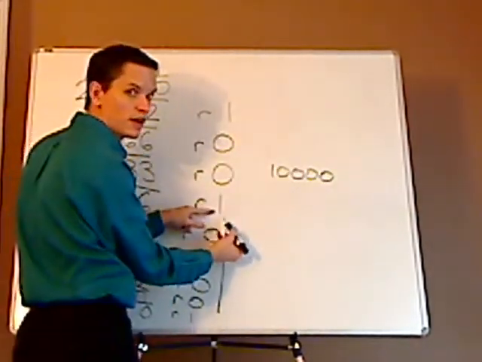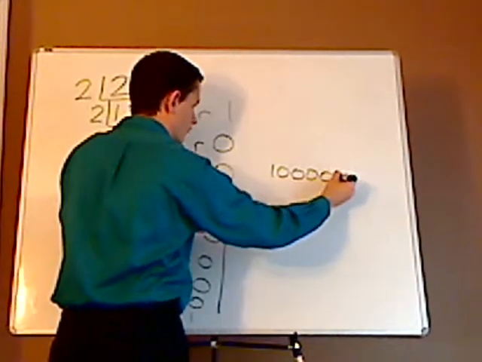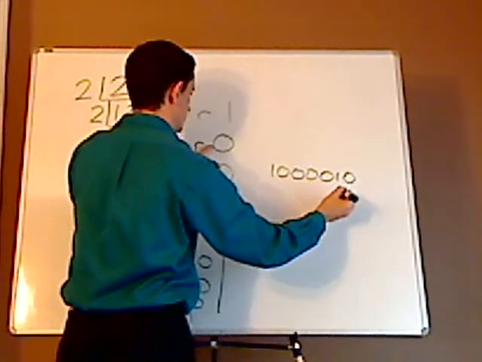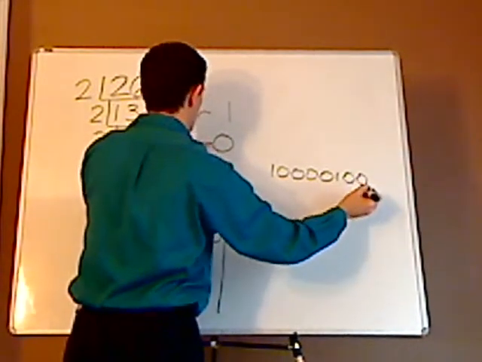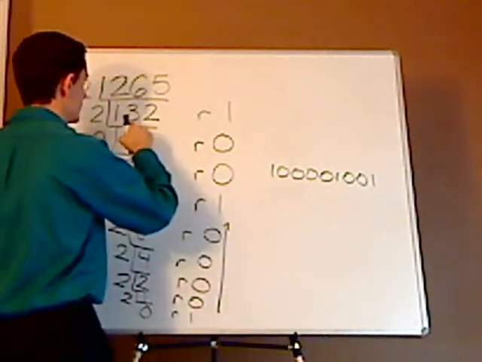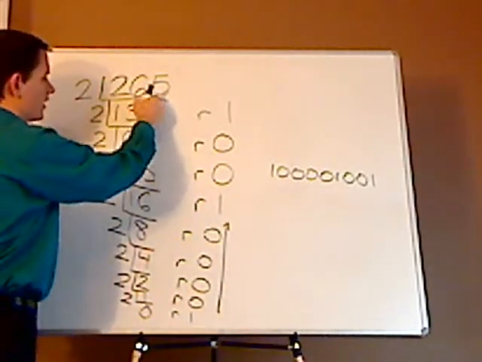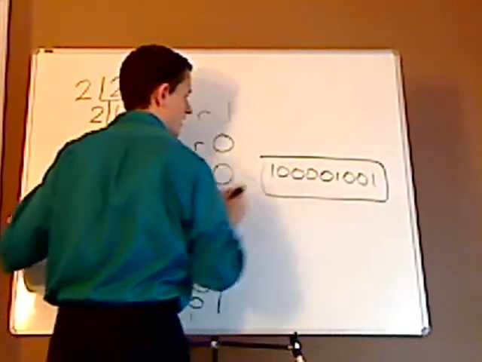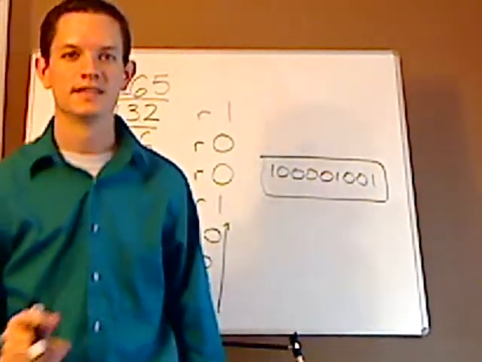1, see that? A 1 here, so I'm going to put a 1 here. 0, 0, 1. And that's how you take 65 and convert it to a binary number. And that's it.